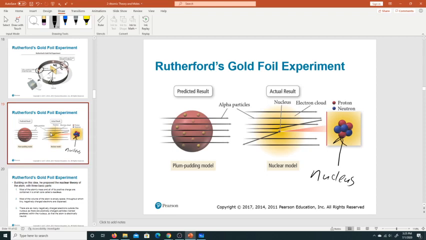Now this particular picture shows protons and neutrons, and he did not know that. He did not know anything about neutrons at the time, but that's where these particles are actually located. They're located in the nucleus.